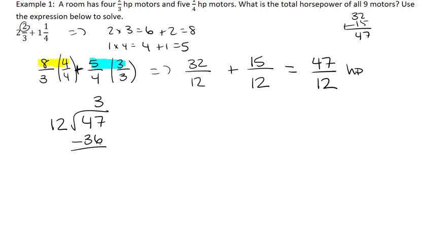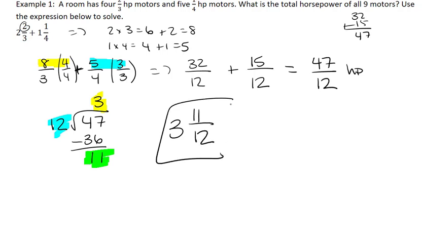So 12 times 3 is 36. We go ahead and subtract. 7 minus 6 is equal to 1. 4 minus 3 is 1. So we have a whole number of 3. Our remainder is 11. We're going to keep our denominator. So we have 3 and 11 over 12 as our final answer.